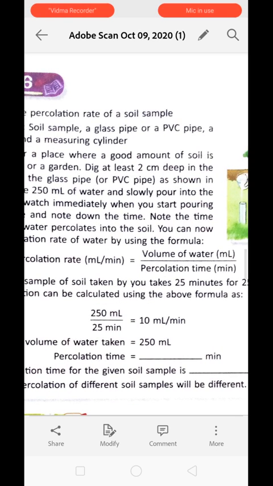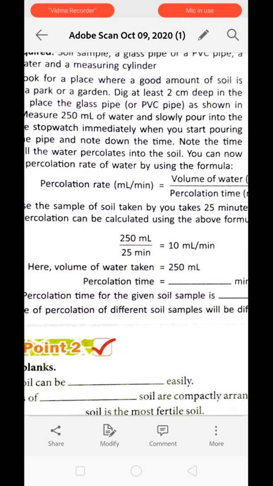For example, suppose the sample of the soil which is taken up by you is taking 25 minutes to absorb 250 milliliter of water. So what will be the percolation rate? It will be 250 milliliter by 25 minutes, which is equal to 10 milliliter per minute. Means the water percolation rate is 10 milliliter per minute. Means 10 milliliter water can be absorbed by the soil per minute.